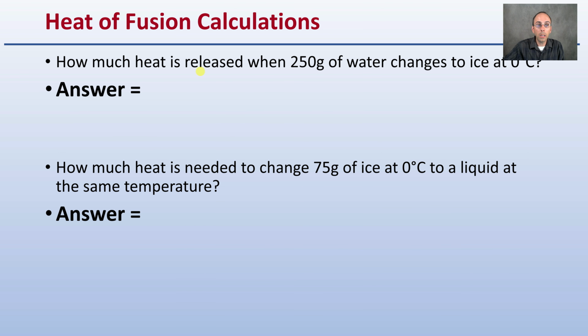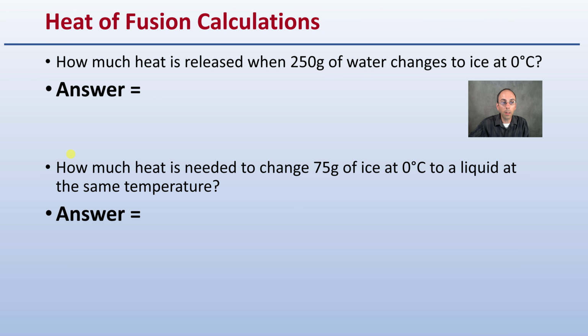So again, how much heat is released when 250 grams of water changes to ice at 0 degrees Celsius, and how much heat is needed to change 75 grams of ice at 0 degrees Celsius to a liquid at the same temperature. So we've got temperature involved here. We've got our reference table on that second slide there to take a look at. We've got our calculation steps. So if you want to take a moment to go through and do some calculations, pause the video here before I reveal the answers.